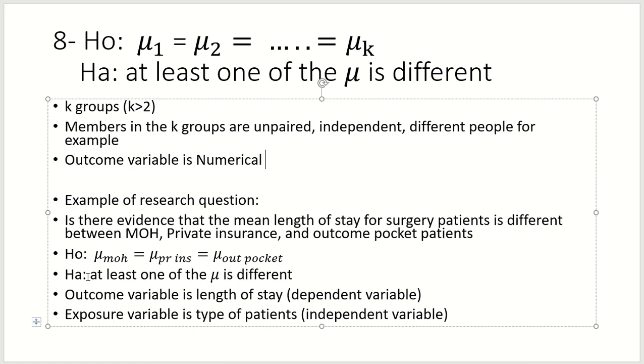Your alternative hypothesis is going to be at least one of the mu's is different. So maybe only the private insurance stay longer, whereas the Ministry of Health and out-of-pocket stay the same period, for example. It's enough for one of the mu's to be different to reject the null hypothesis. What is your outcome variable? It's the length of stay. Again, this is called your dependent variable. What is your exposure variable? Well, it's the type of patients: Ministry of Health, private insurance, out-of-pocket. And this is called your independent variable.